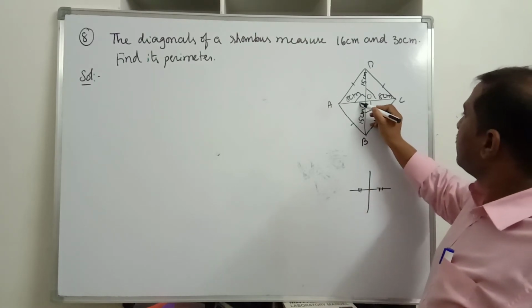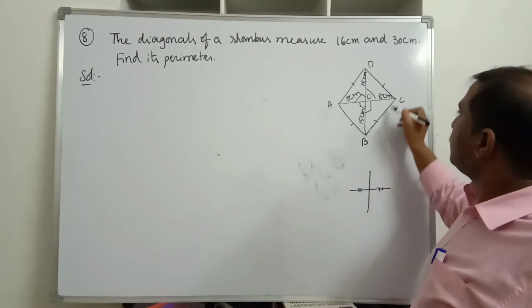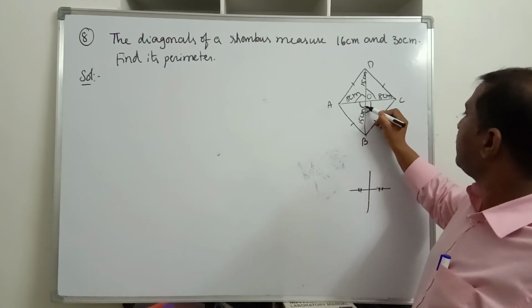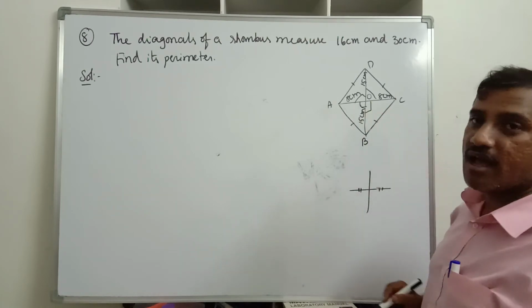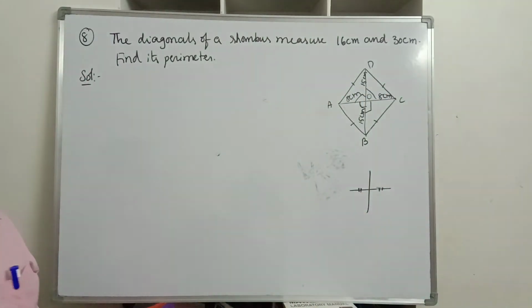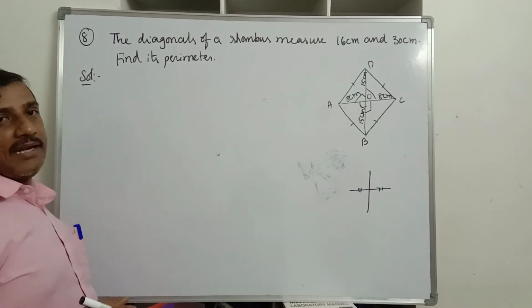So in each triangle, the side of the rhombus is the hypotenuse. That is, if this angle is 90 degrees, then AB is the hypotenuse. Apply the Pythagoras property and find the length of AB. Then we can find the perimeter.